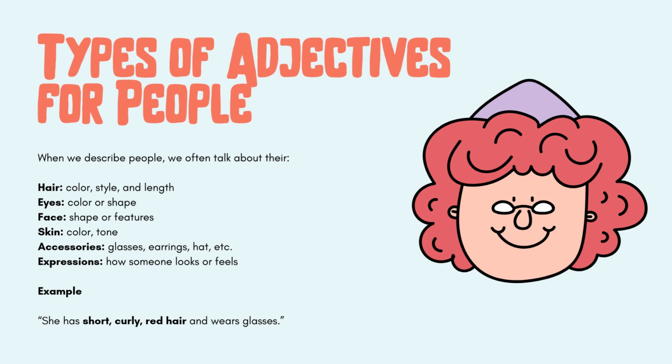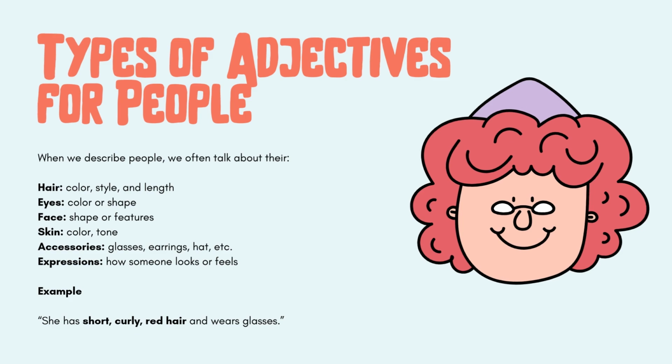For the skin, we usually talk about the color or the tone. When we talk about accessories, we can talk about specific ones like glasses, earrings, a hat, or etc. And lastly, for expressions, we can talk about how someone looks or feels. For example, she has short, curly, red hair and wears glasses.